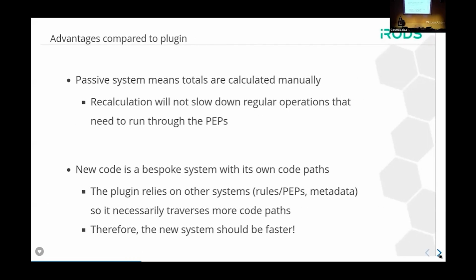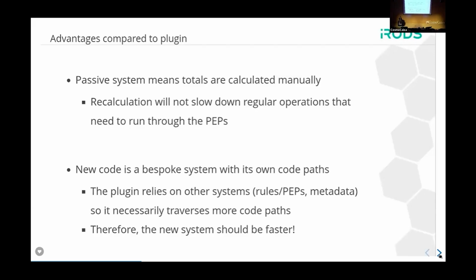So let's talk about the advantages. So first of all, it's a passive system. So you calculate totals manually. It won't automatically calculate stuff. When you push it up there, you have to run a command to do it. But this means that since it's not working through the rule engine, which the plugin does, regular operations that need to go through PEPs won't get slowed down. It'll only do the recalculation bit when you tell it to do the recalculation bit. So that's up to you. You can set the frequency as often as you want, depending on how much power you have, and more power to you.